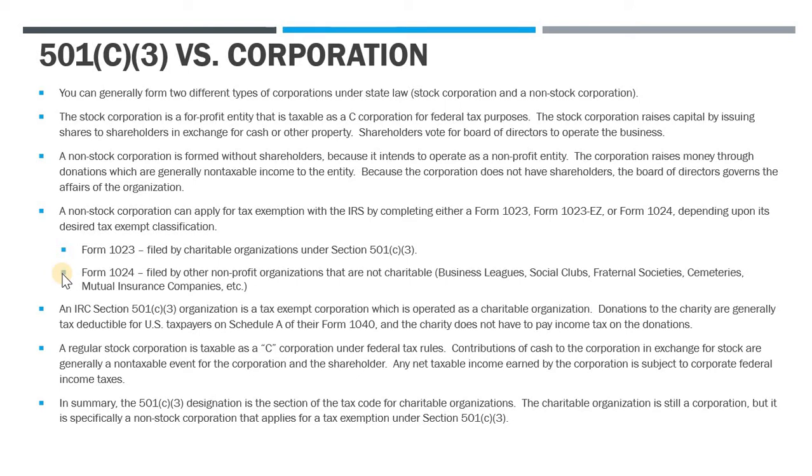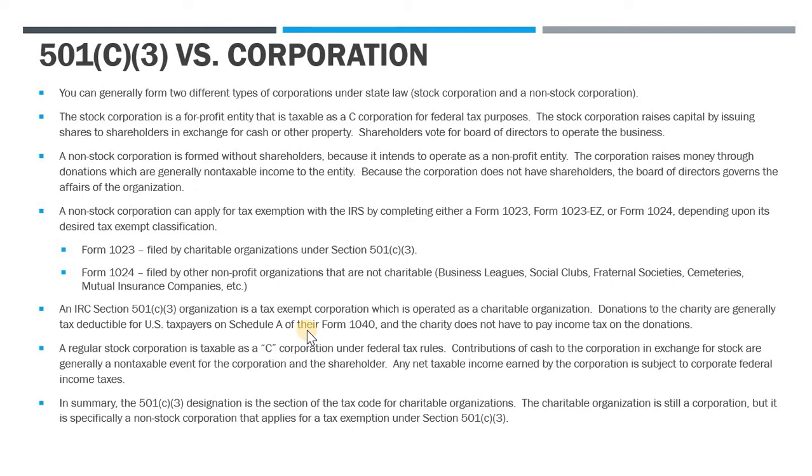Okay. So now with 501c3 organizations, these are the charitable organizations where if you donate money to the charity, it's generally a tax-deductible expense for you as a taxpayer. So on your Schedule A itemized deductions, you can list the donations to those charities. So if you give $1,000 to, let's say, the Red Cross, you can deduct that on your tax return if you itemize the deductions.